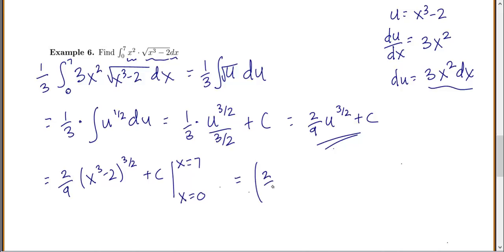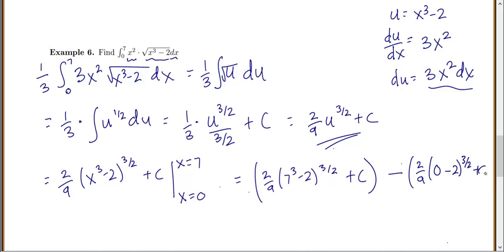So this is going to be 2/9 times 7 cubed minus 2 to the power of 3/2 plus c, minus 2/9 times 0 minus 2 to the 3/2 plus c. I just barely realized putting this in my calculator that I picked limits that we cannot actually integrate, because right here, this -2 to the power of 3/2, that means we're actually taking the square root of a -2, and we can't do that. So let's go back through just really quick and change this to, let's integrate from 5. Let's change that to a 5.